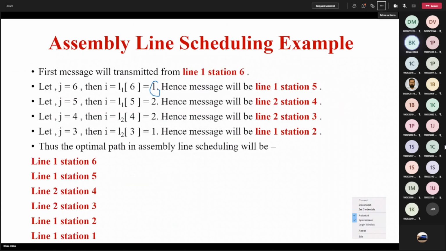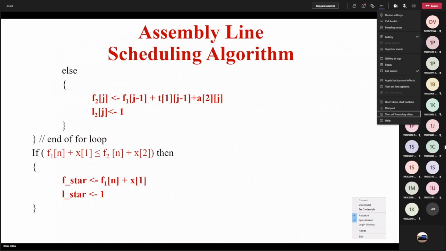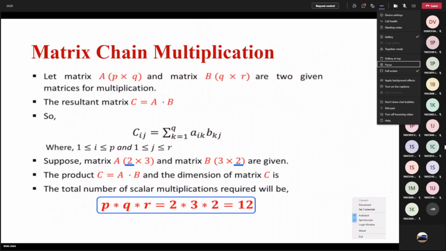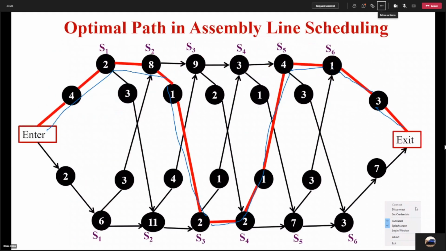So like this you can fill the table, what I explained is the same here. How you can find this, matrix chain multiplication is done. So this is the assembly line scheduling. Basically we have to find the minimum cost for reaching from one location to one destination. Okay, so that's it from my side, and now your dynamic programming chapter is completed over here.